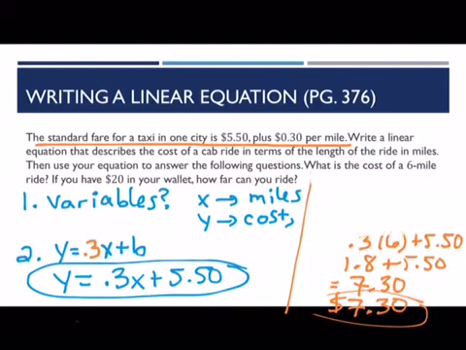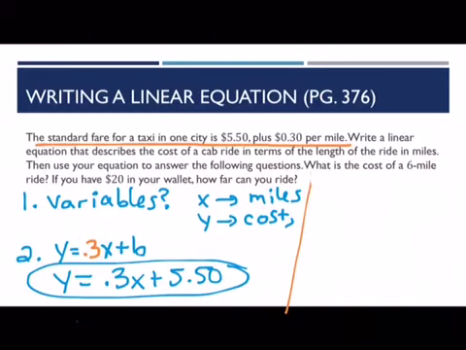The second question asks, if we have $20 in our wallet, how far can we ride? So now we have money, we have $20, so that's a cost. So now we know that y is 20, and we want to know how far we can ride. We want to know what x is in miles. So in the equation, replace the y with a 20 and solve for x.